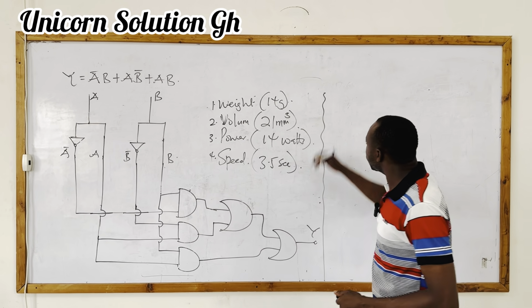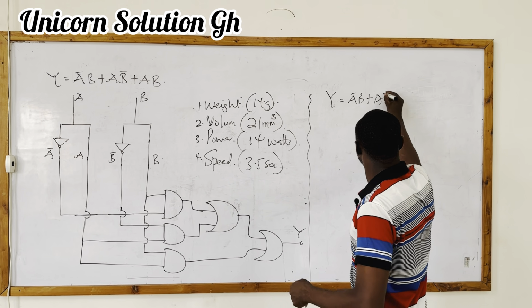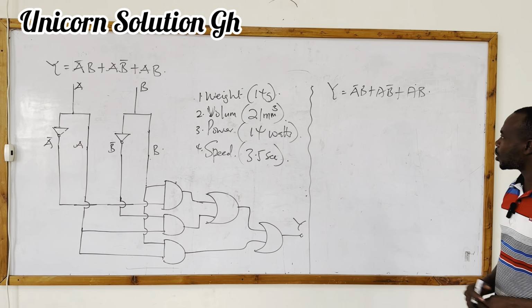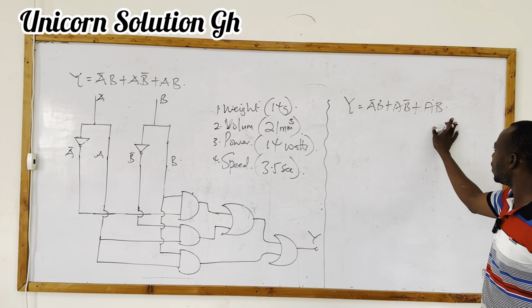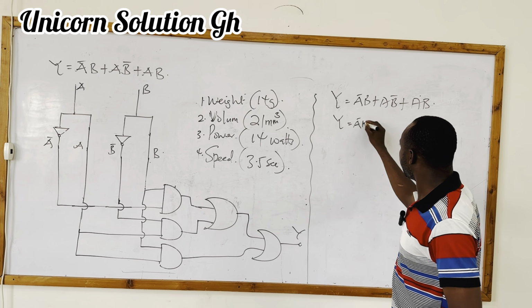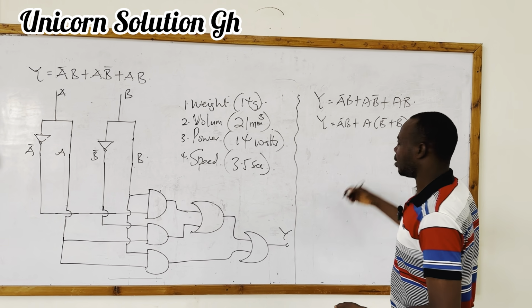So let's see, we start with our Boolean equation: A bar B plus A B bar plus AB. Let's start solving. We all know that we can do some kind of simplification here, or factorization. I see A here, I see A here. So definitely I can say A bar B plus A, and out of the A, I have B bar plus B.